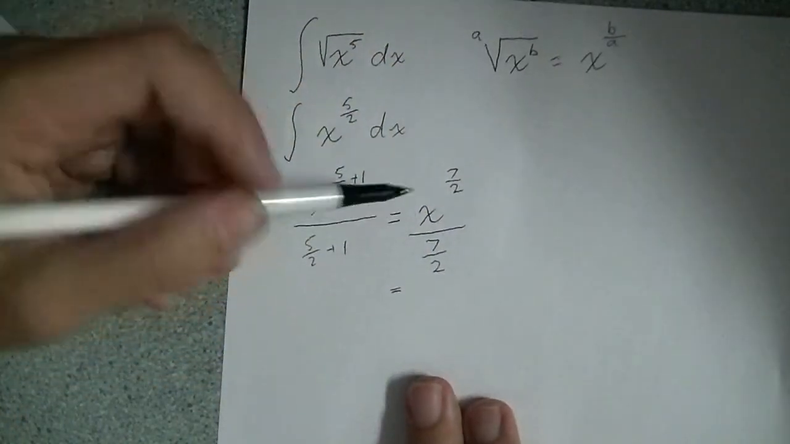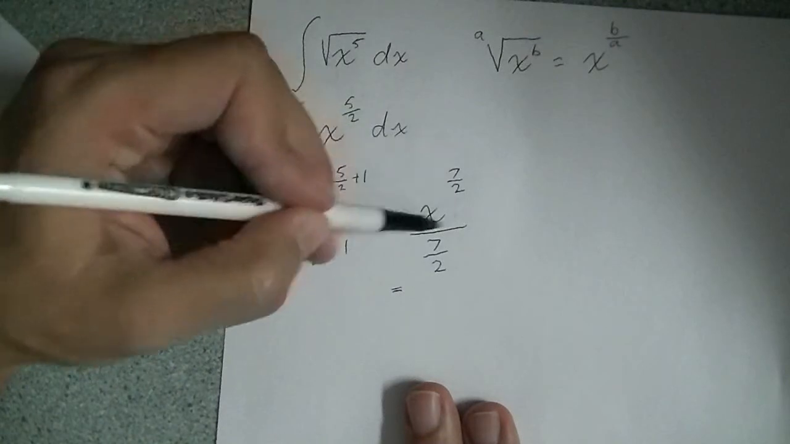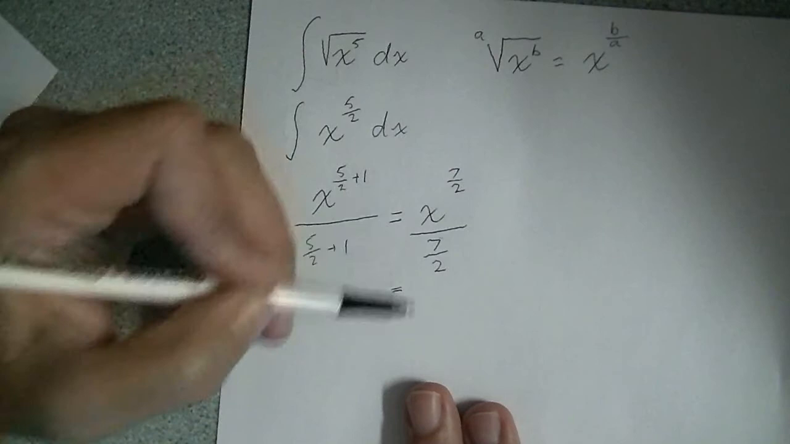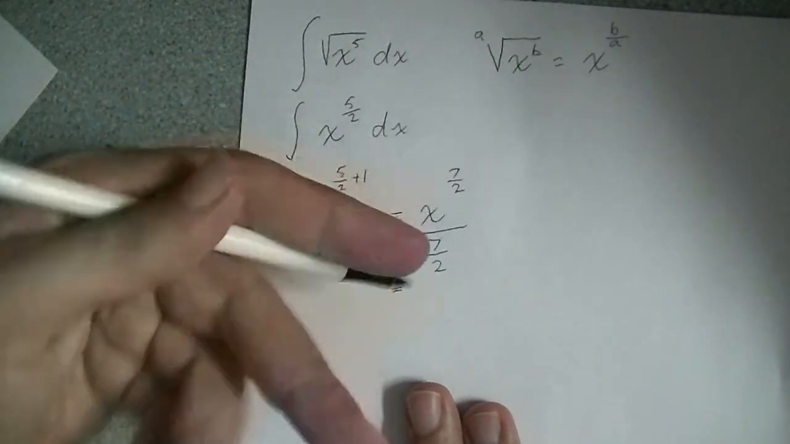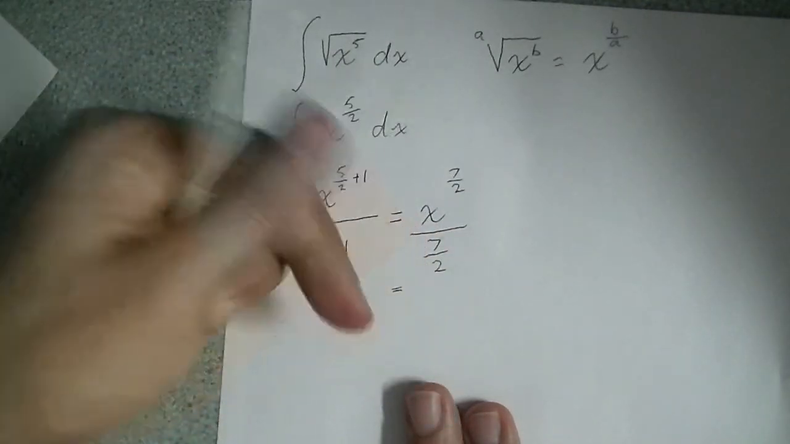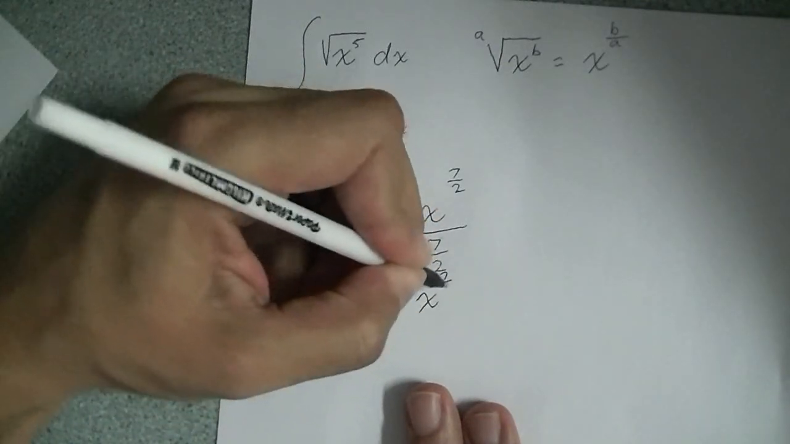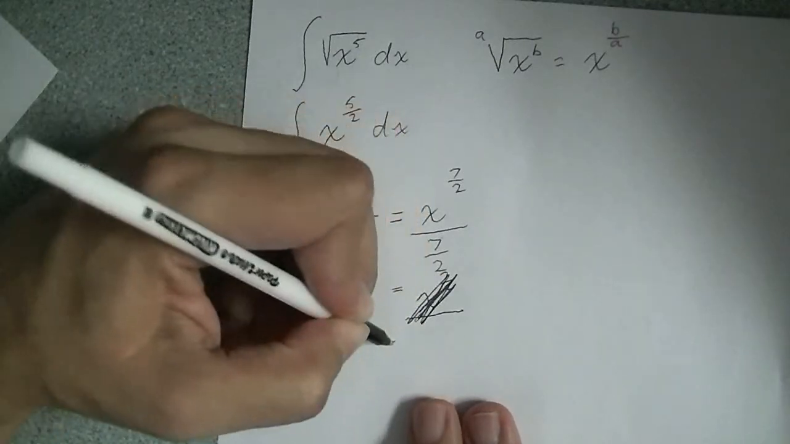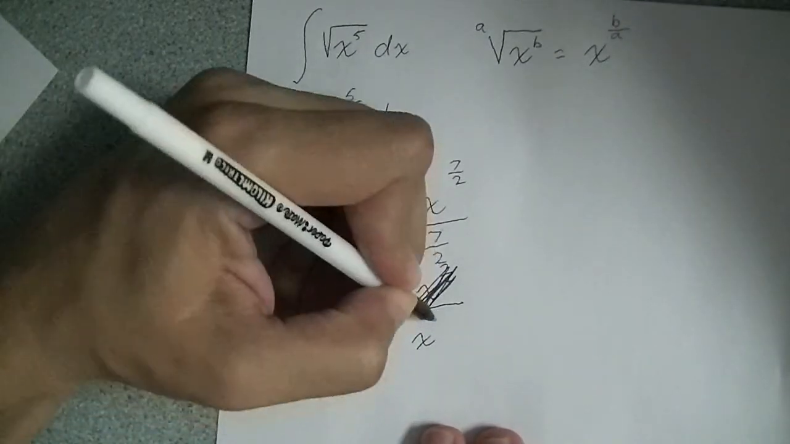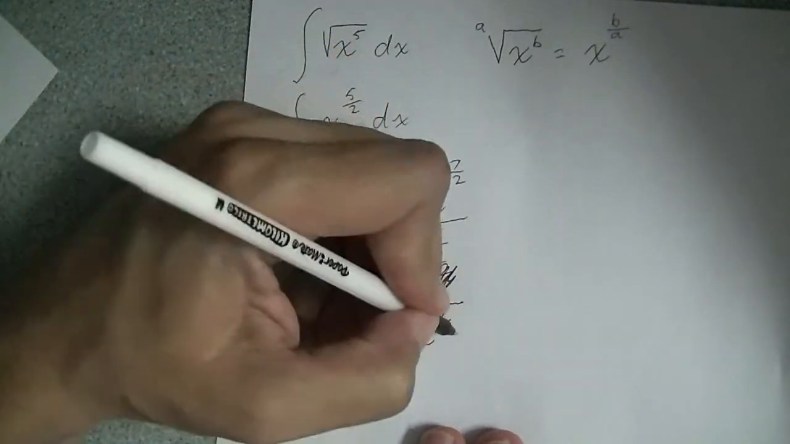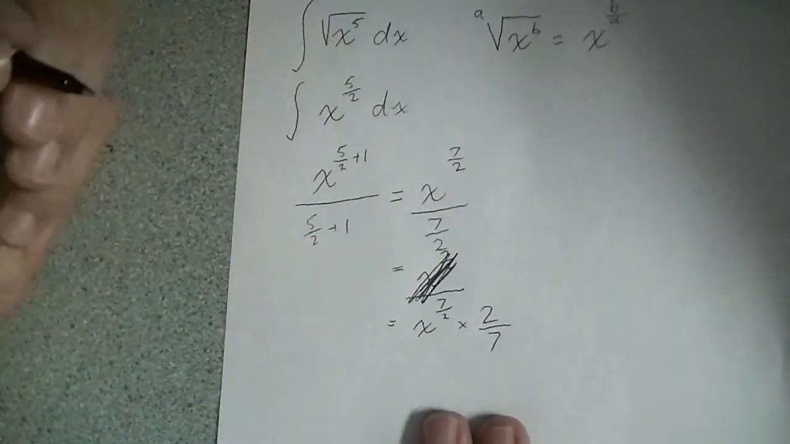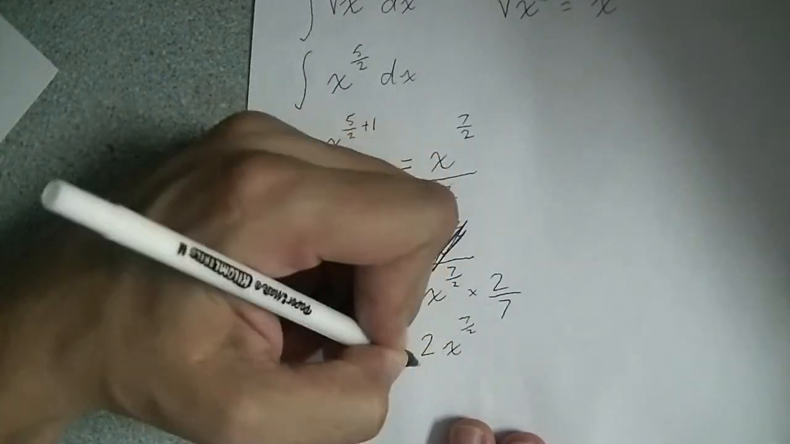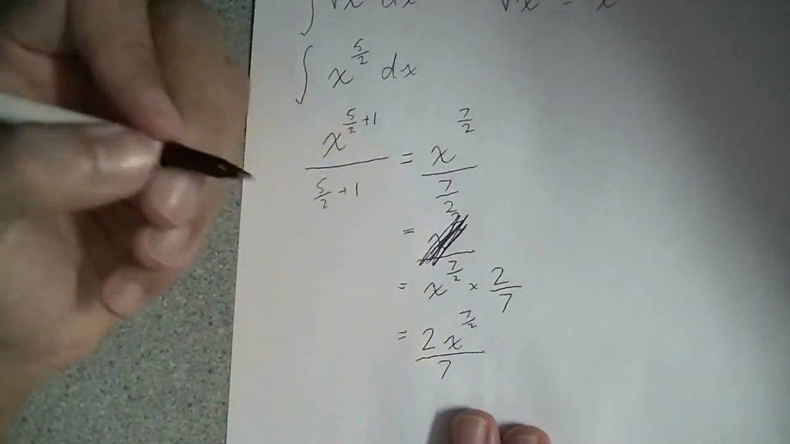Now looking at this, it's something divided by a fraction. When you divide by a fraction, that's the same as multiplying by the reciprocal, multiplying by that upside down. So it's going to be x to the 7 on 2, let's rewrite that. It's going to be x to the 7 on 2 times 2 on 7. That's just 2x to the 7 on 2 over 7.